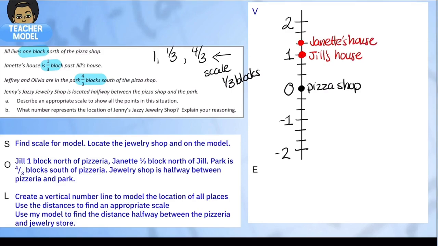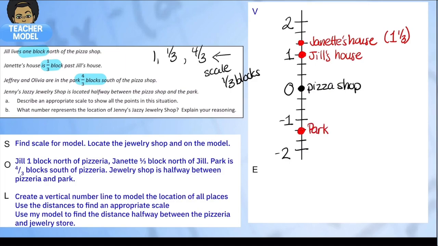And she would be at 1 1/3. That's where I would place her. That's the exact location. Next, we have the park, which is 4/3 south. So now I can count by thirds. Notice the difference. With Jill's, I was 1 block, but here it's telling me the park is 4/3 block south. So I can count by thirds: 1/3, 2/3, 3/3. Here's 4/3 right here, and that's where the park is.